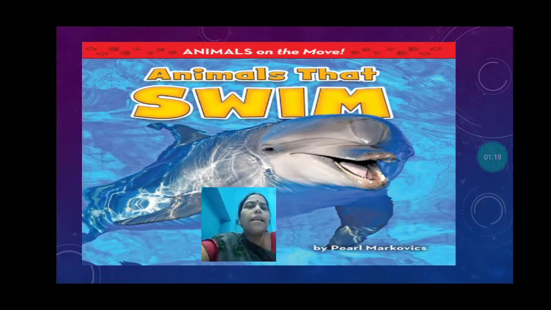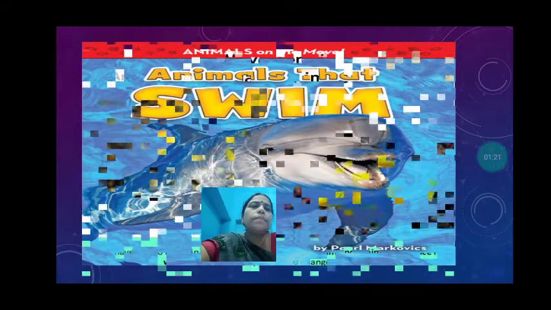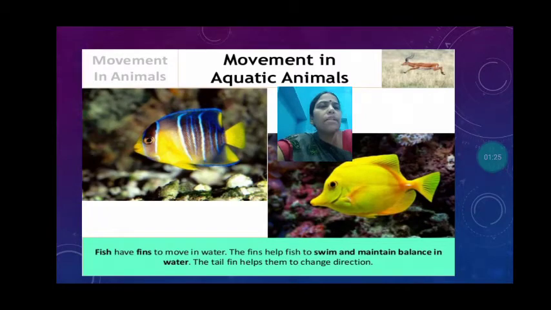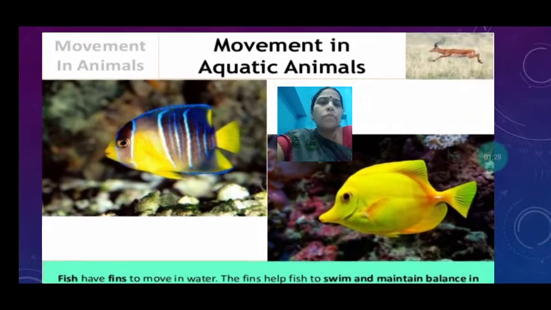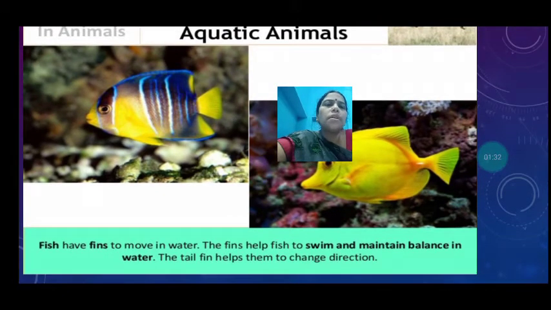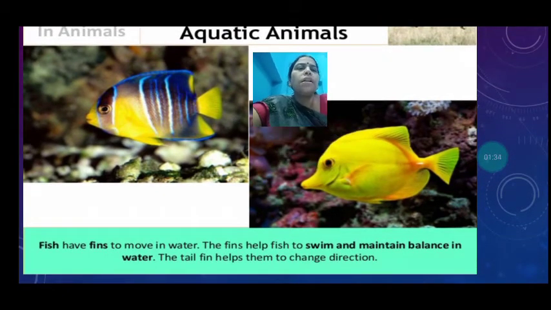We will see about the animals that swim. Animals that swim can be aquatic animals, and they need water to swim. Fish live in water. Aquatic animals are the animals that live in water.